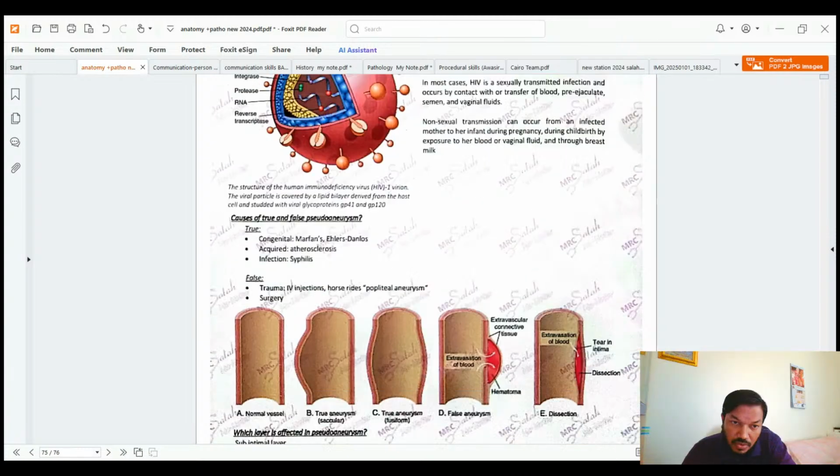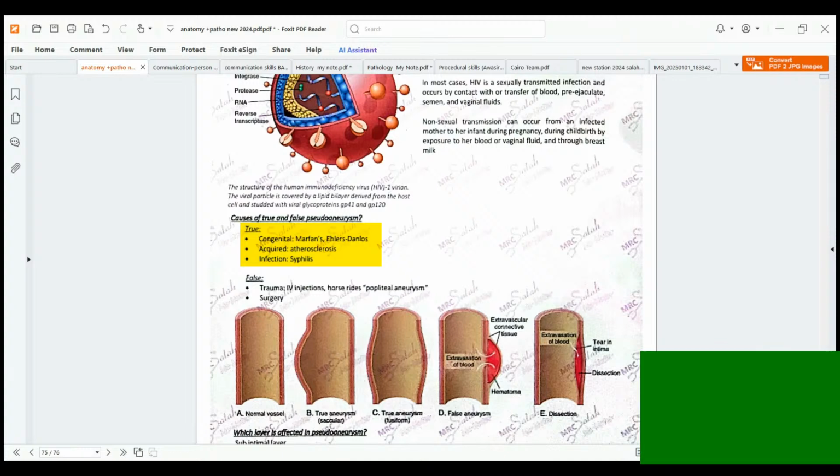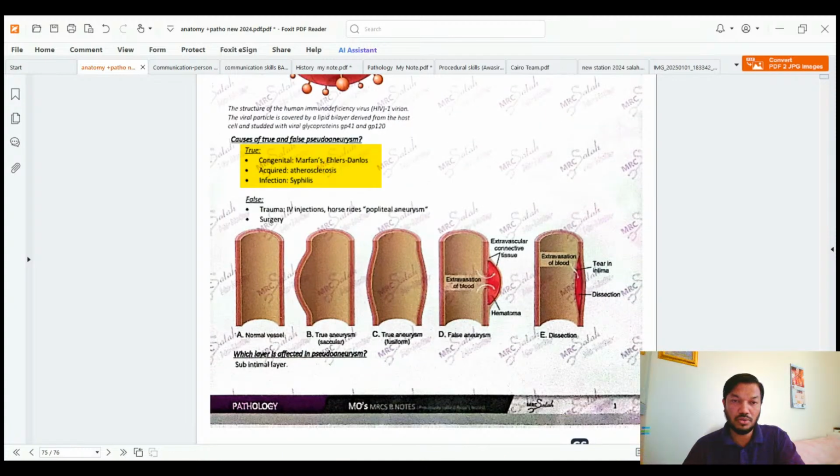Okay, causes of true and false aneurysm. True aneurysm: congenital, such as Marfan syndrome and Ehlers-Danlos syndrome; acquired, such as atherosclerosis, infection, and syphilis. False aneurysm: traumatic, infection, horse rider's and popliteal aneurysm, and surgery.